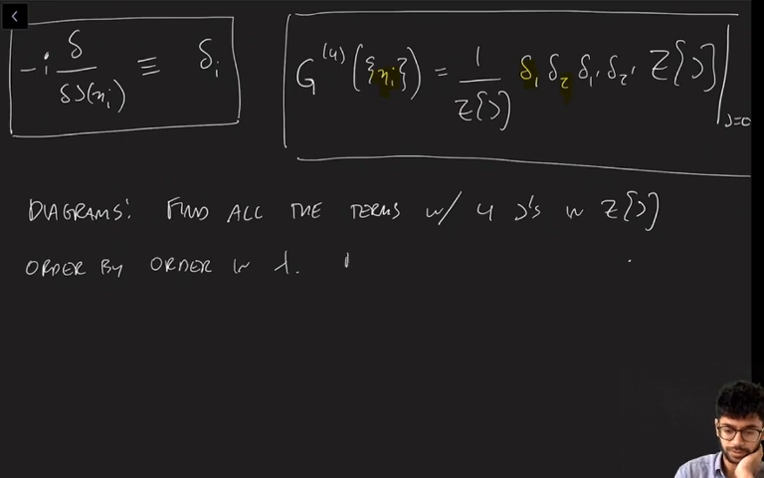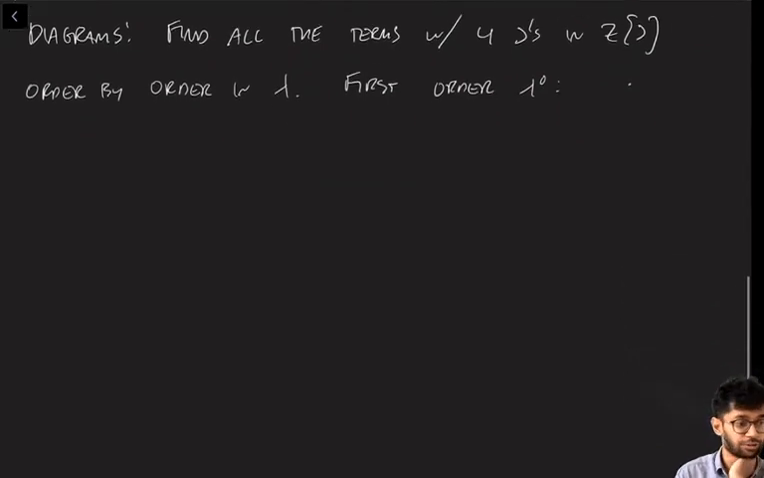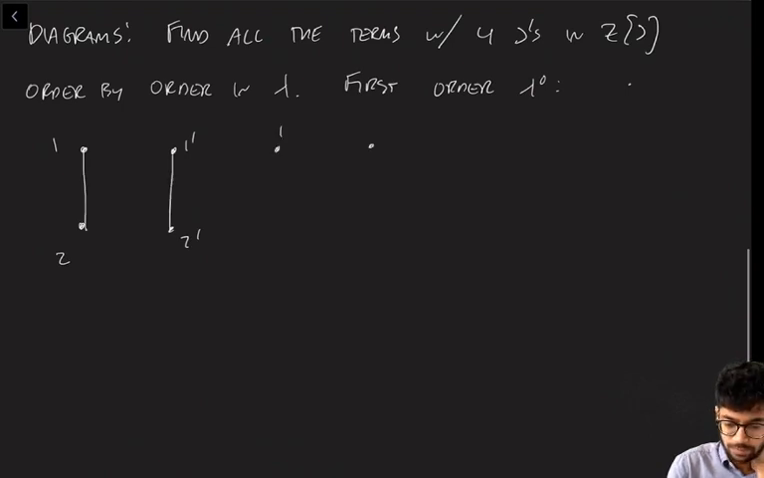Okay. So first, order lambda to the 0. And what do we find? Well, to first order in lambda, there are 3 diagrams that contribute, and we've worked them out already. They look like this. If I have 1, 1 prime, and here I have 2, 2 prime, there's one diagram that looks like this, one diagram that looks like this, and one diagram that looks like this.